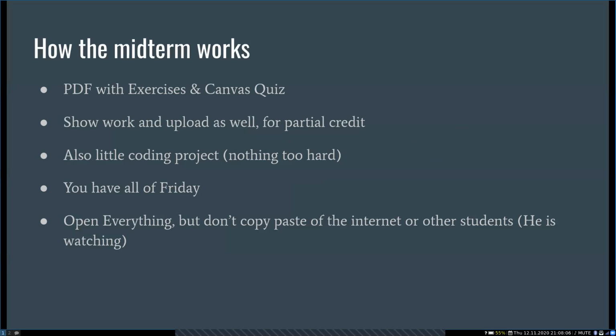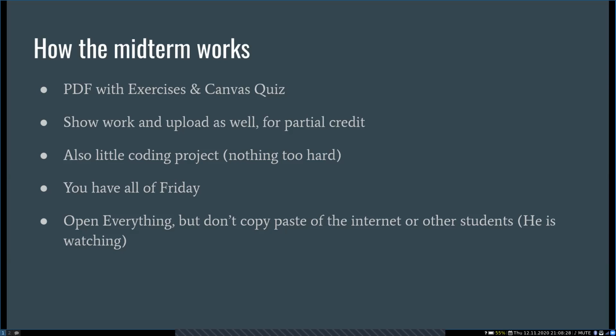So the midterm will be a PDF with exercises and a Canvas quiz. You're basically going to write your answers down on the PDF, like normally, like you would do a homework, and then you're going to submit your answers to the Canvas quiz. The reason you do your work on the PDF is in case you get something wrong, you get some partial credit. There will also be a small coding project, nothing too hard.